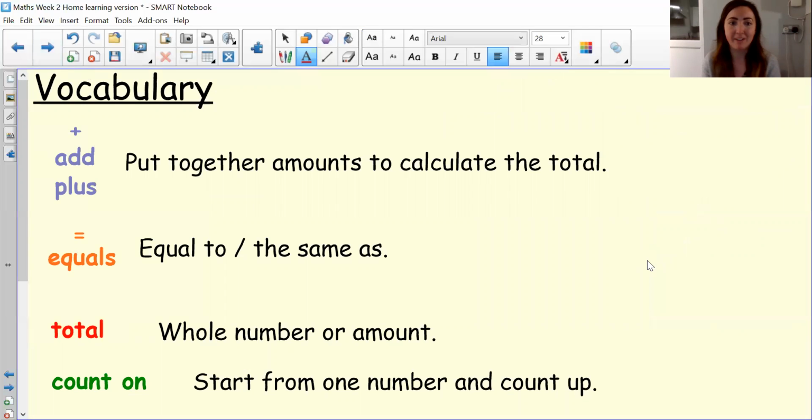So here's our vocabulary. It's the same vocabulary as yesterday. Let's go through it again together. So add or plus means put together amounts to calculate the total. Then equals means equal to or the same as. Total means the whole number or amount. And count on means start from one number and count up.